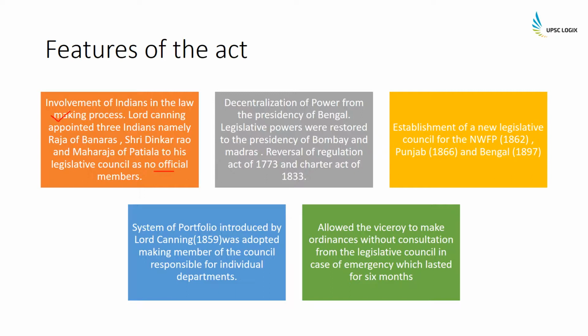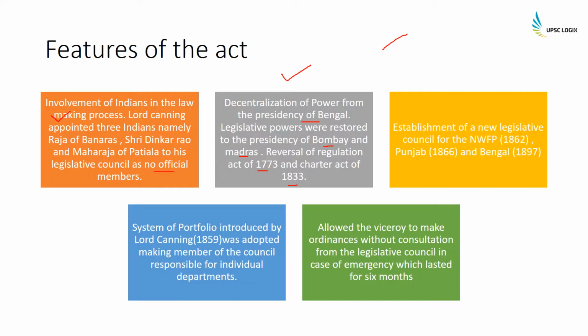The number two point was decentralization of power from the Presidency of Bengal. The legislative powers were restored to the presidencies of Bombay and Madras so they could make their own legislations with the approval of the Governor General or Viceroy. There was a reversal of the Regulation Act of 1773 and the Charter Act of 1833. So if the question is asked, which act reversed the Regulation Act of 1773 and Charter Act of 1833, it was the Councils Act 1861.